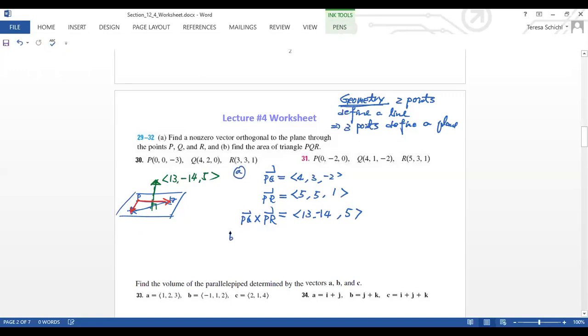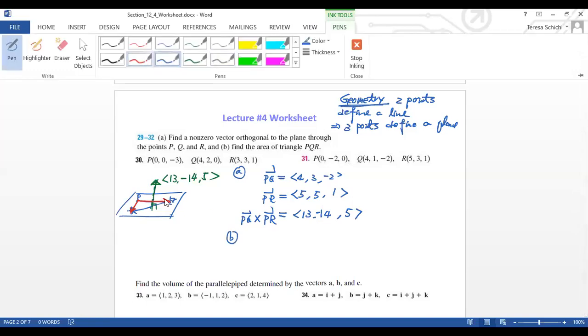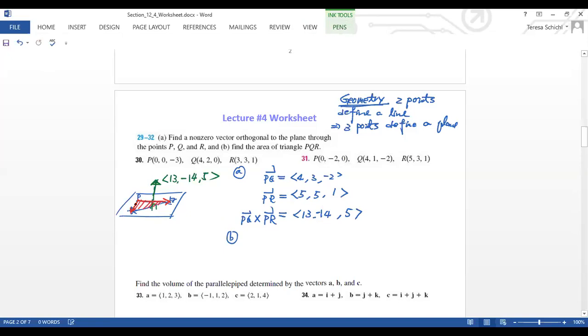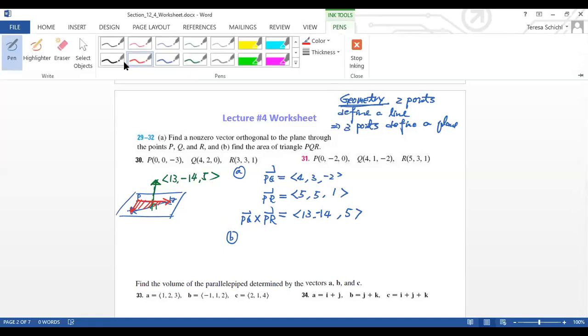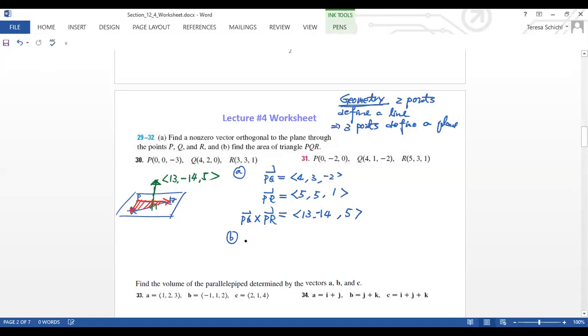Then part B, let's say, find the area of these 3 points. So I'm going to find the area of this triangle here. How do I find the area of a triangle? If you find the parallelogram here, the area will be half of the area of the parallelogram, right?